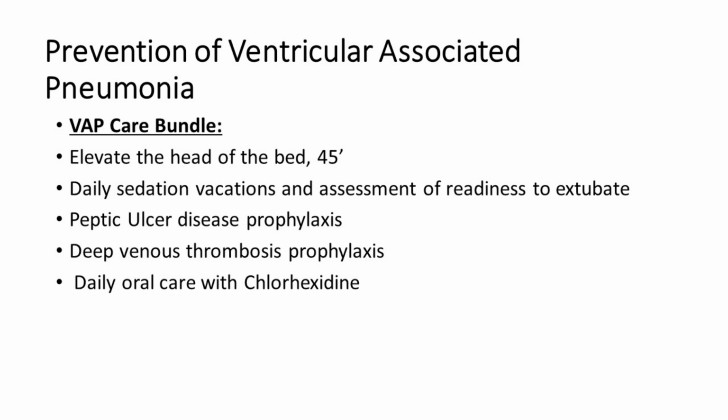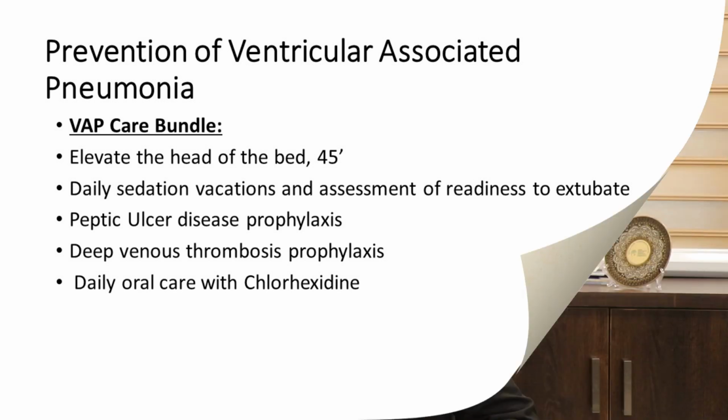To move out. Peptic ulcer disease prophylaxis is important. Deep venous thrombosis prophylaxis and daily oral care with chlorhexidine. It states daily, so it's an important message for all those who are working in the ICUs. It's important to make sure that all of these bundle elements are being done in your department. Only in that way will you be able to avoid VAP.